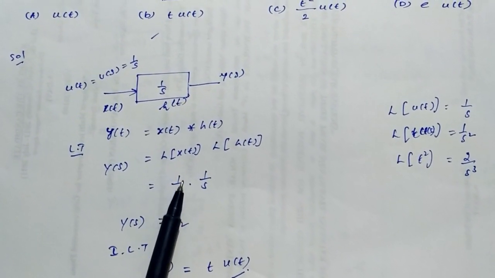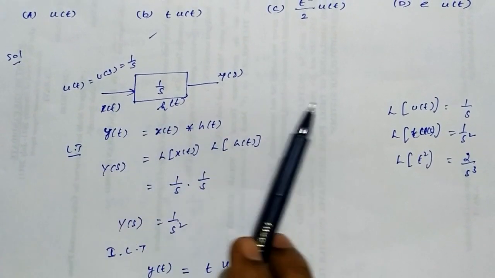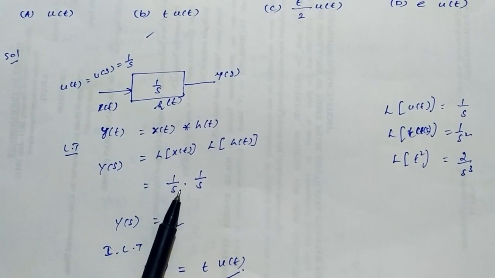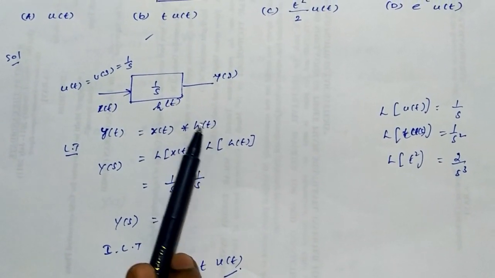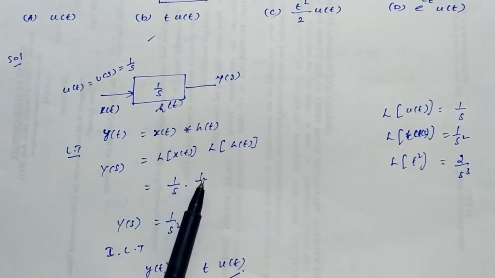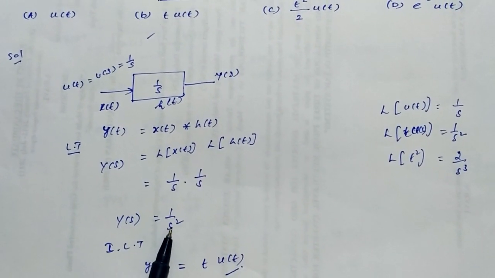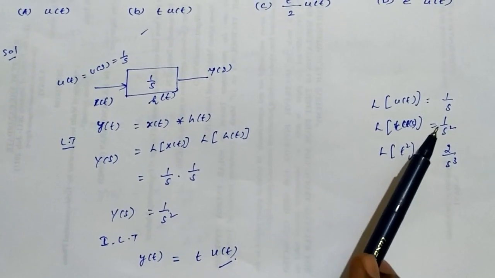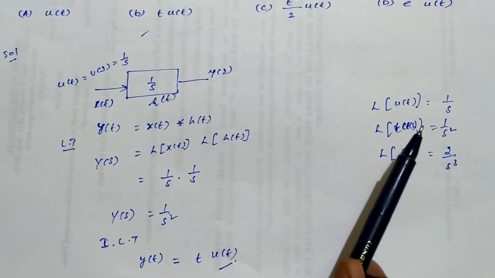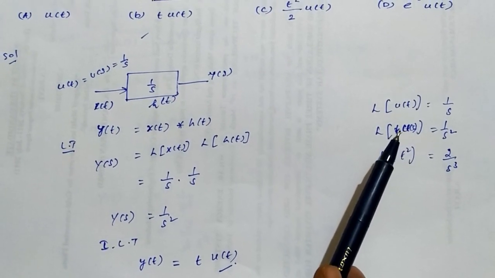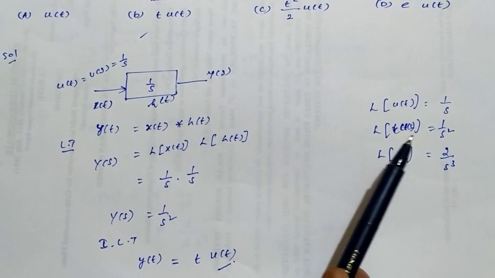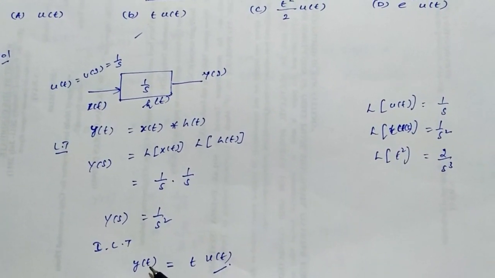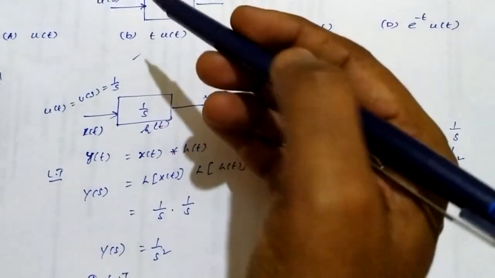The input is a step function, whose Laplace is 1 by s. Impulse response is also given as 1 by s. So when we multiply, we get 1 by s square. Again when we take inverse Laplace transform of 1 over s square, we get t into u of t, that is a linear function or ramp function. So y of t is equal to t into u of t. So this is the correct answer.